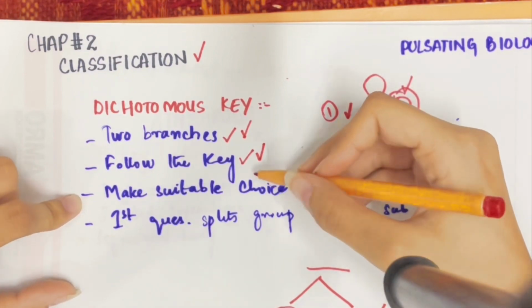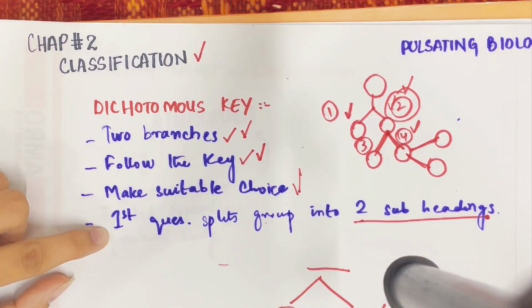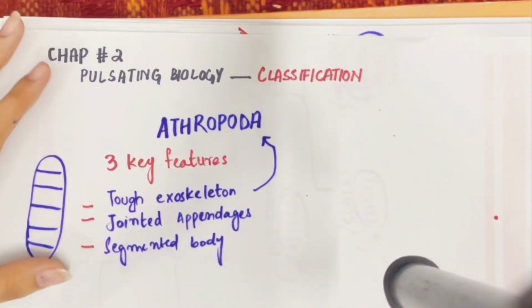When the suitable choices are made, the first question splits into two subheadings. Then you follow the key and make a choice. Then it further follows the two. So this is what is meant by the dichotomous key.